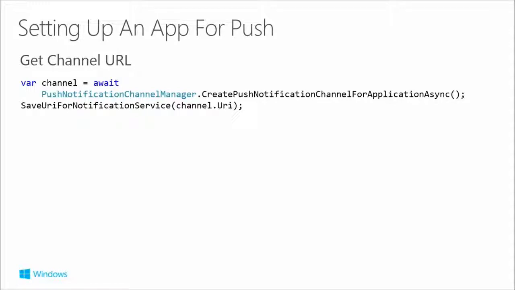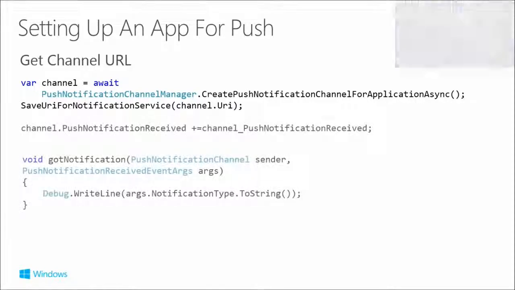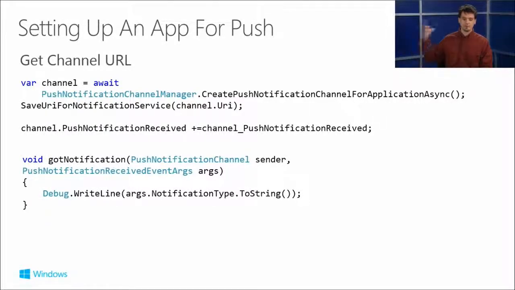So here's the code for getting that channel URI, which you're actually going to see in the next demo. It's really simple. We just do an await for our push notification channel manager create push notification channel for application async. And then we can save that notification. This is just a sample method for saving that notification to our own personal service. Then we can listen for when we've got a push notification, and this is how we would listen for that notification inside of the foreground of our application.